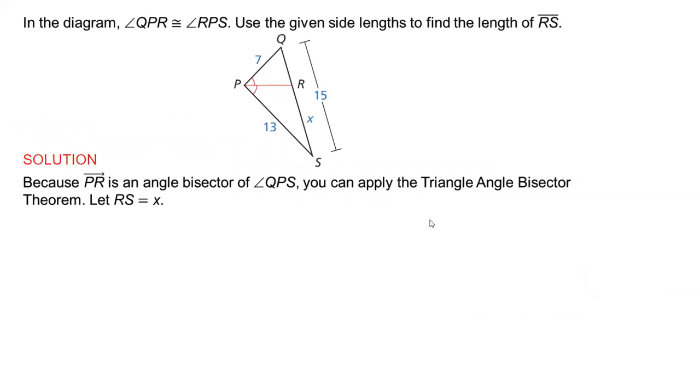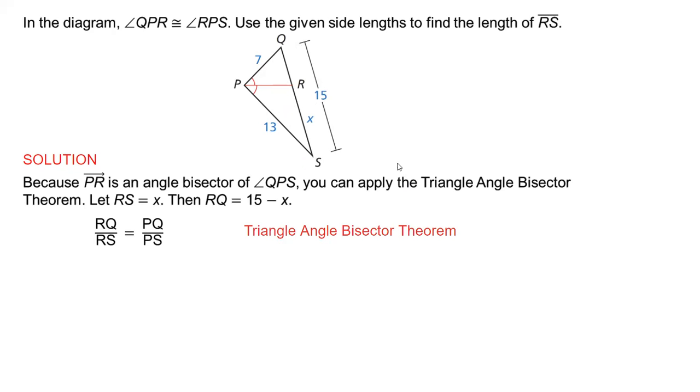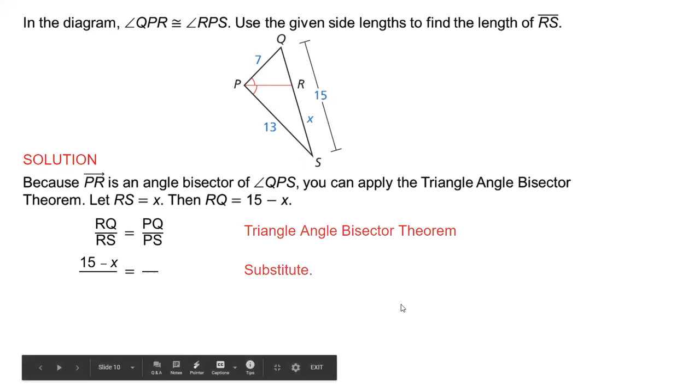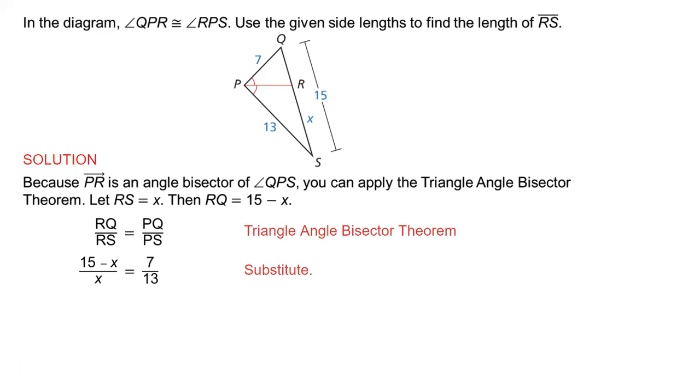So we're going to use our triangle angle bisector theorem to create a proportion using X for this side and 15 minus X for the QR. Because remember, 15 is the whole thing. And if you want to take away this X part, you just subtract 15 minus X to get your QR. Set up a proportion, RQ over RS, because those are the two sides that your angle bisector is cutting. And then the other two sides, PQ and PS, in that order. So substitute those things in. 15 minus X over X, and 7 over 13.